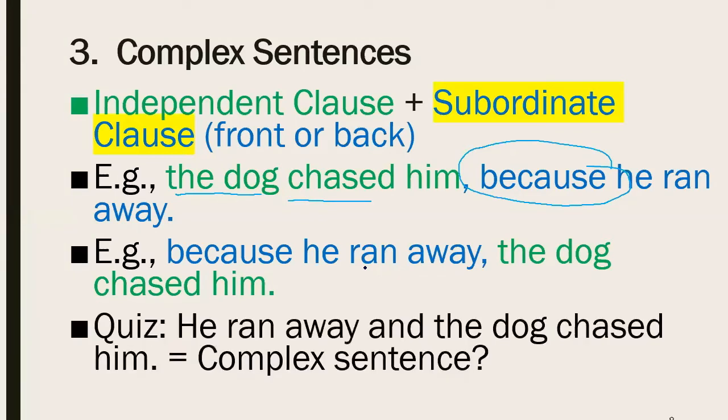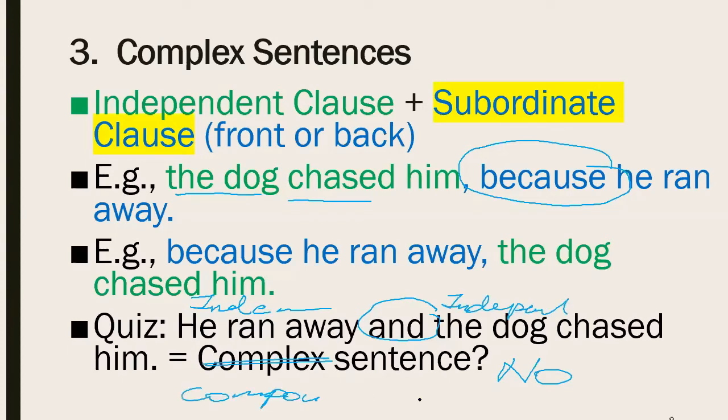Now I have another quiz here. He ran away and the dog chased him. Is this a complex sentence? So no. He ran away. That's a complete idea. The dog chased him. That's a complete idea. So this is another independent clause. So this is a compound sentence.